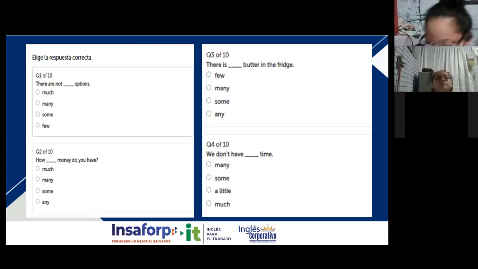And number one, what do you think could be the possible answer? The answer is? Many. Exactly. Many, because many is countable. Number two. How much money do you have? Yes, because we're talking about money, so much is the best choice.